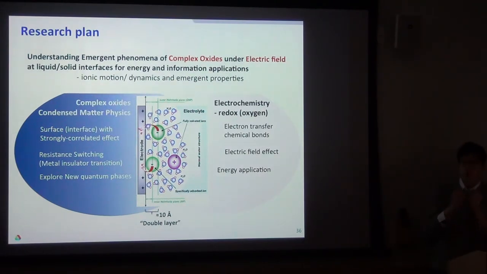For me, controlling oxygen vacancy or ionic motion is critical. So I want to understand the ionic motion in our complex matrix with the external perturbation. That is my ultimate goal in my research. To do that, I want to learn the condensed matter physics, electrochemistry, and material science division.